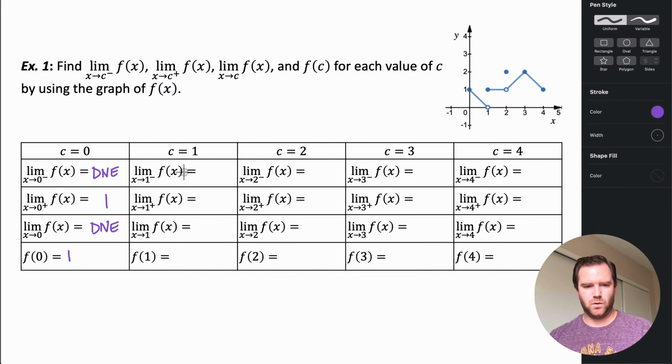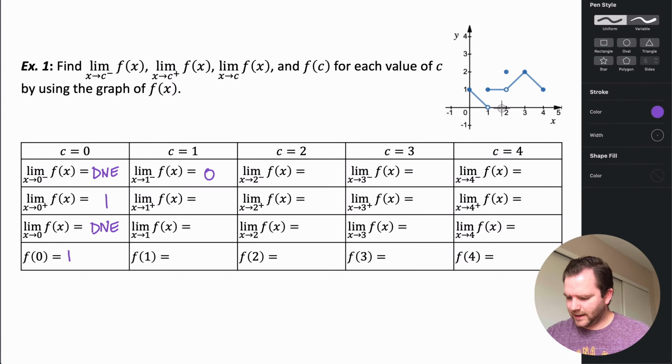What about when c is 1? So the limit as x approaches 1 from the left. Now remember, when we're talking about limits, the limit can exist even if the function isn't defined at that value. So as I'm approaching 1 from the left side, my function is getting closer and closer to 0. At 1, it's not equal to 0, but that's what it's approaching from the left side. So that would be my left-hand limit. It would be 0.